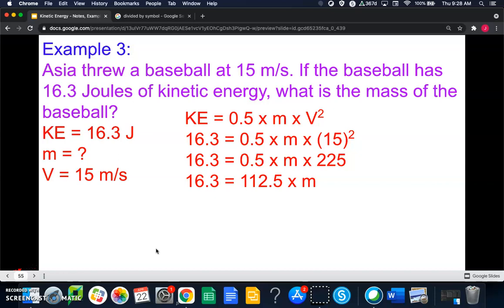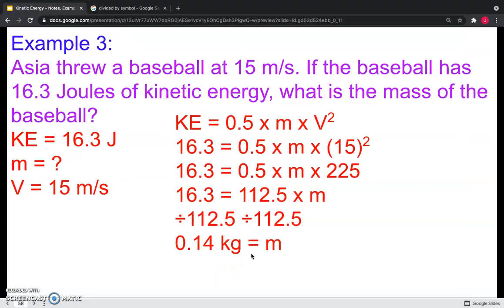Okay, so here's where we left off. We had 16.3 equals 112.5 times m. So then our next step is going to be, folks, a few mistakes on this slide. So we've got 16.3 equals 112.5 times m. So then our next step is going to be divide both sides by 112.5. Okay, and so then when we do that, we should get 0.14 equals m. Remember that m is measured in kilograms, so m equals 0.14 kilograms. That's our final answer.